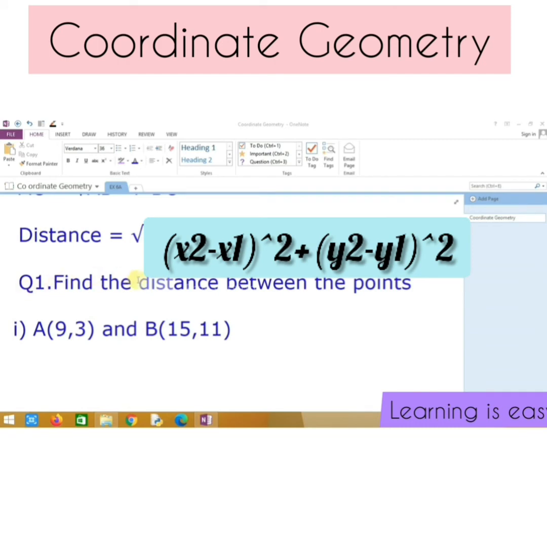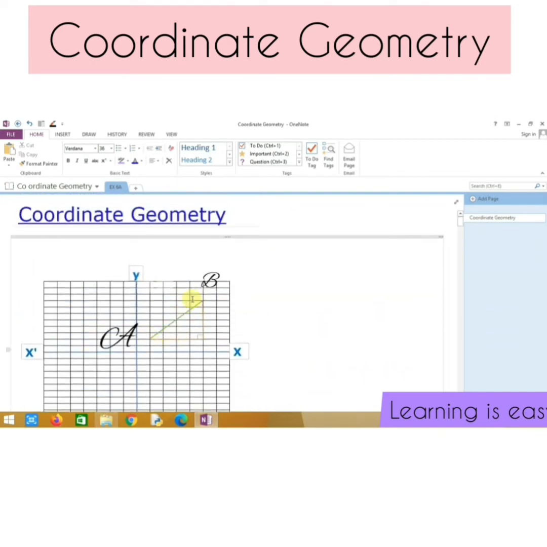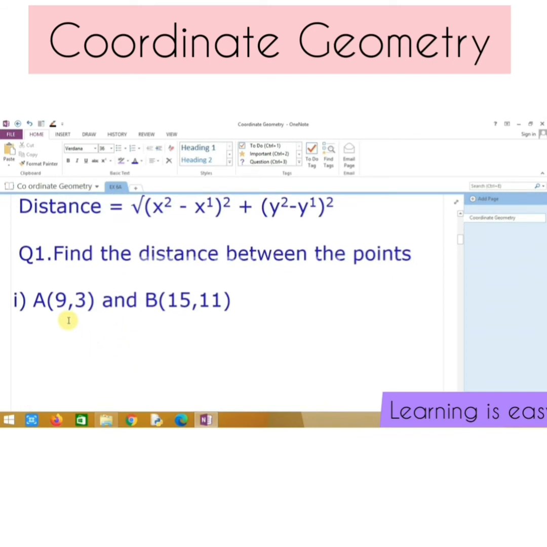So with this we can solve exercise 6a. Question 1. Find the distance between the points. Let's assume these 2 points as A and B. So with the distance formula, we can solve this entire exercise.